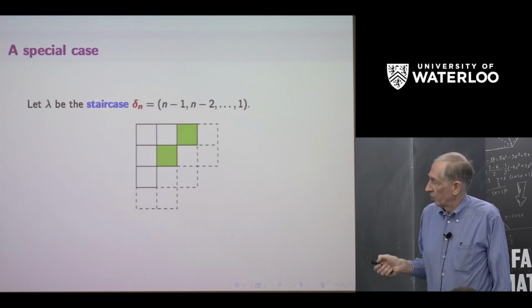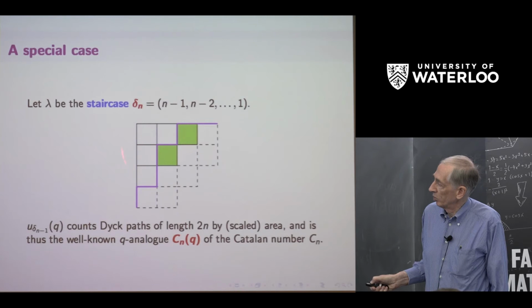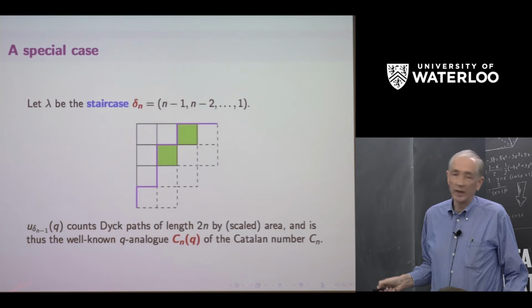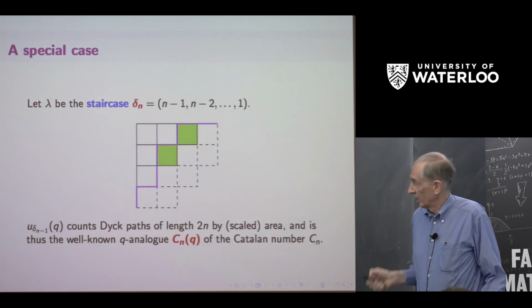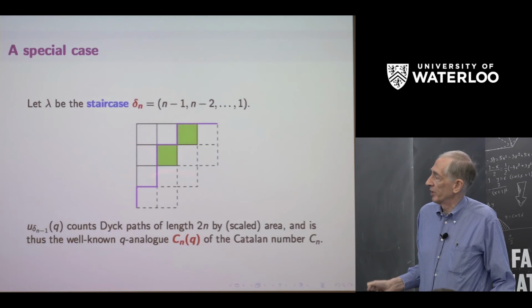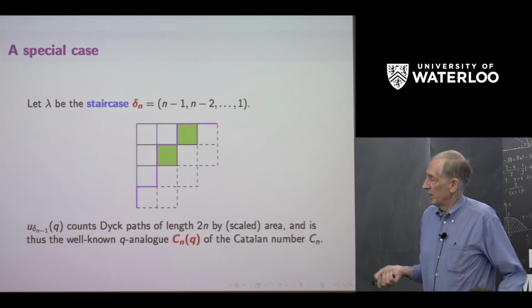I can think of this by drawing this lattice path from this corner to this corner. The definition should be clear: it should be just above the green lines, and it should have the partition mu above the lattice path. This is a rotated Dyck path, if you're familiar with Dyck paths of length 2n, if the staircase is delta n. And this number of green squares here is essentially the area under the Dyck path. This is the standard q-analog of Catalan numbers, enumerating Dyck paths by their area underneath them.